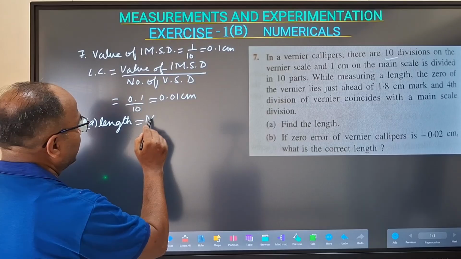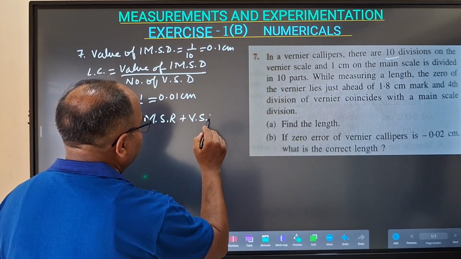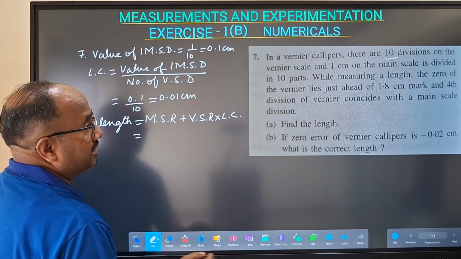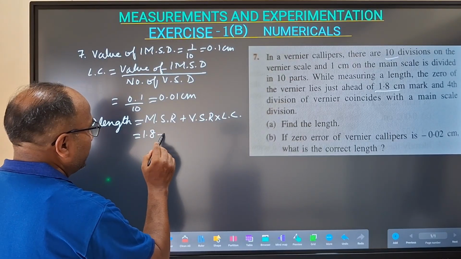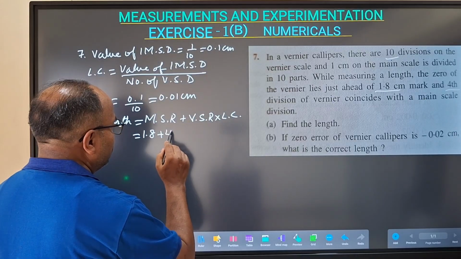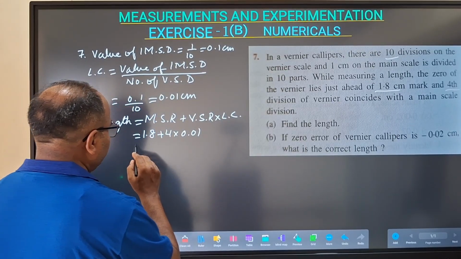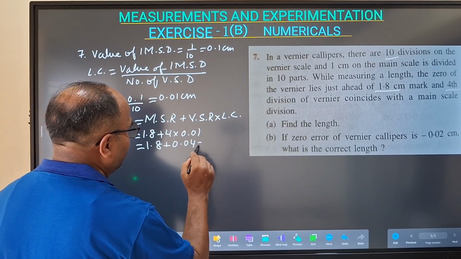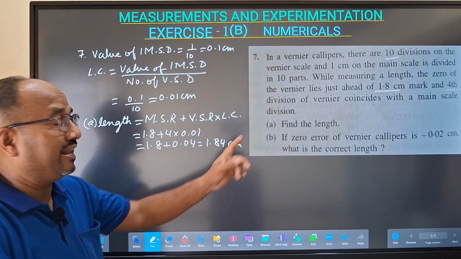So we will write here main scale reading plus vernier scale reading into the least count. So main scale reading is, as already told, 1.8 centimeter, plus your vernier scale reading is the fourth division matching. So 4, least count we have got as 0.01. So 1.8 plus 0.04, so you get 1.84 centimeter as the length of it.